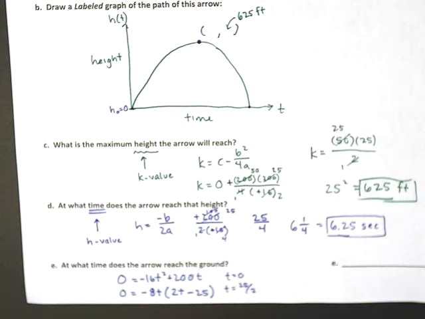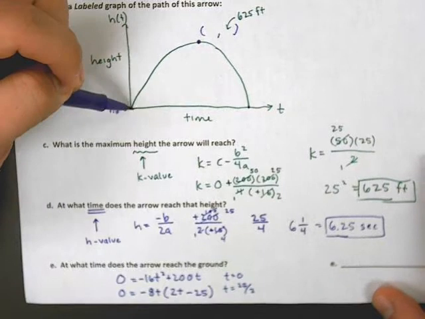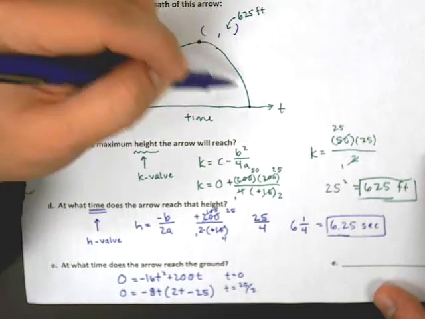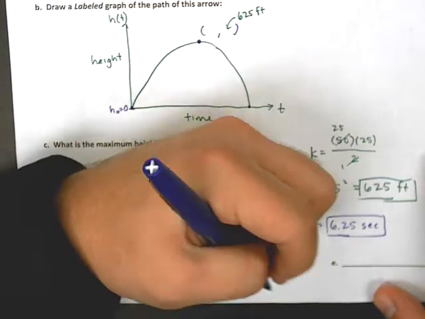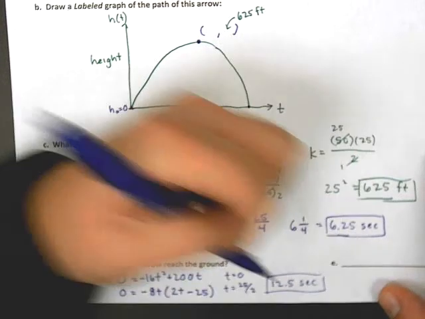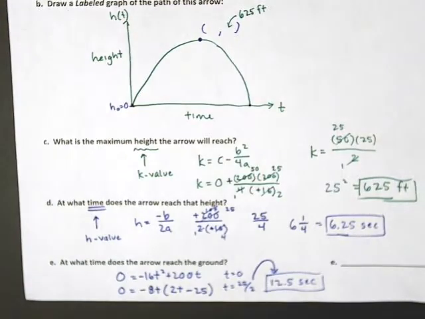What I need you to think about here is this t we already knew, right? T equals 0, we knew that it was starting at the ground. This is not the time we're looking for. We're looking for the time over here, which is why we're going to say 12.5 seconds. And again, all I did was 25 divided by 2 in my head.